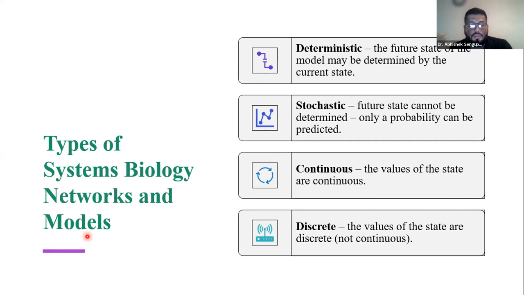Deterministic, that the future state of the process may be determined by the current state, which uses the ordinary differential equation based or PDE based methods. Stochastic, where the future state cannot be determined, only a probability can be predicted. So where there are too many random variables, that can be done using stochastic methods. We have continuous methods, where the values of the different states of the components are continuous. Then we have discrete, the values of the states are discrete, that is not continuous, where we use this boolean modeling methods, right? Or logic based modeling methods.